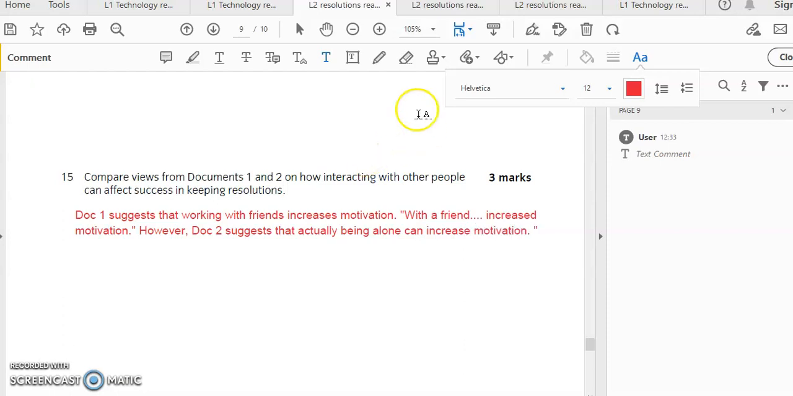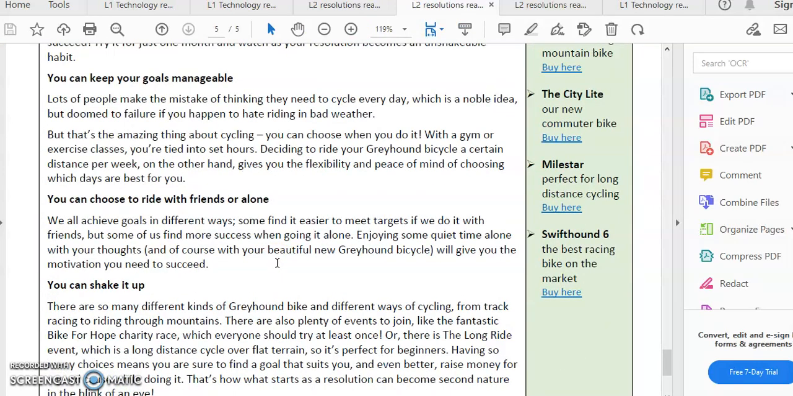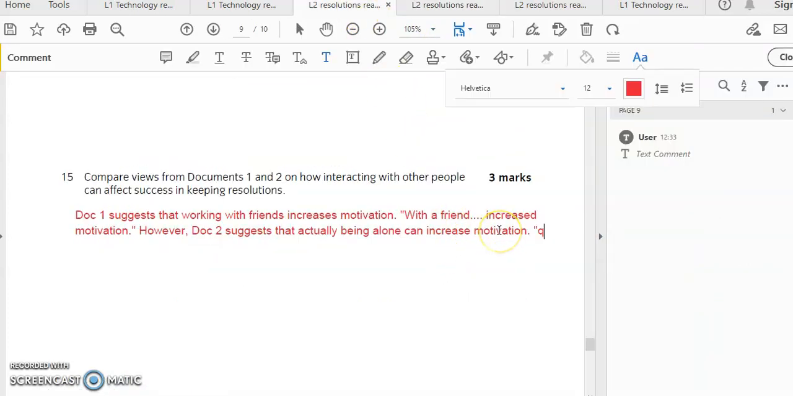And again, short quotes here. Okay, so I'm going to go with enjoying some quiet time alone with your thoughts, and so on. Well, we're not going to quote all that, are we? So I'm just going to go quiet time alone, give you the motivation. Okay? And again, these ellipses, these 3 dots, show that I know that there's missing words here, and the examiner knows that I'm quoting this sort of big section. So there you go. That is how you work that out.